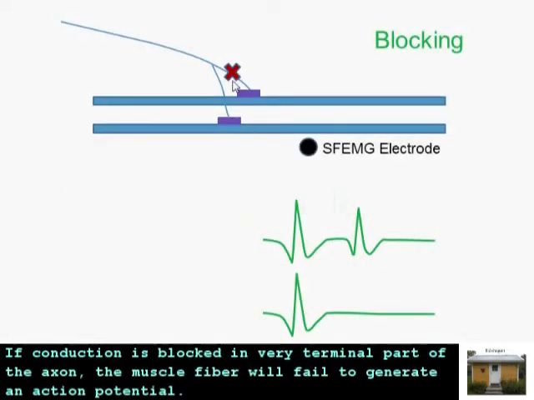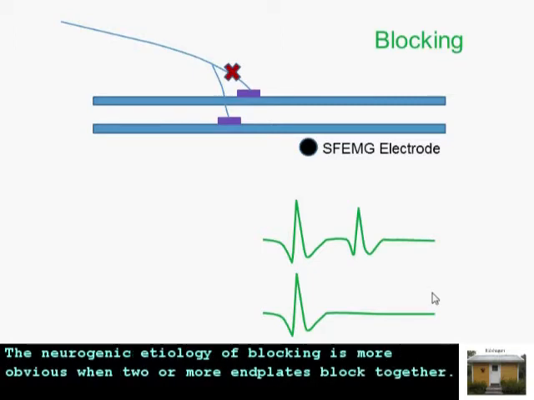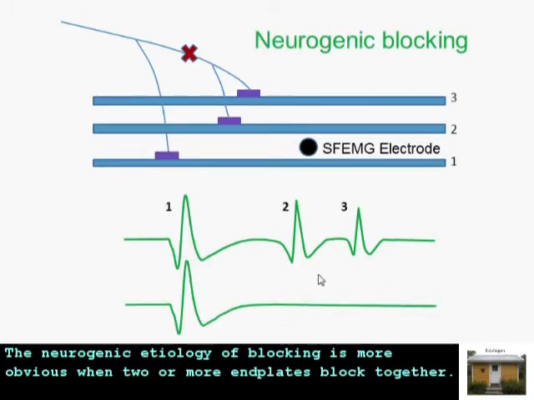If conduction is blocked in the very terminal part of the axon, the muscle fiber will fail to generate an action potential. However, one cannot tell if the blocking occurred in the end plate or in the axon. The neurogenic etiology of blocking is more obvious when two or more end plates block together.